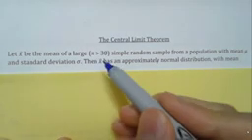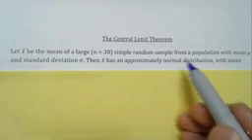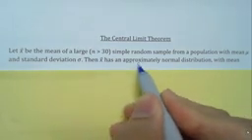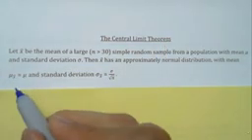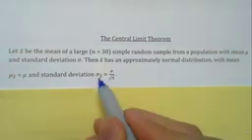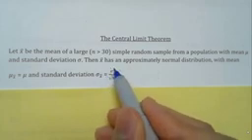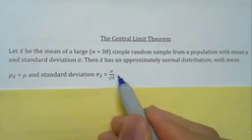So now it's time for us to introduce the central limit theorem. Let x bar be the mean of a large, maybe n bigger than 30, simple random sample from a population with the mean mu and the standard deviation sigma. Then the sample mean x bar has an approximately normal distribution, with the mean of the sample mean approaching the population mean. However, the standard deviation is not. The standard deviation of the sample mean is equal to the standard deviation of the population divided by the square root of n. N is the sample size in this case.